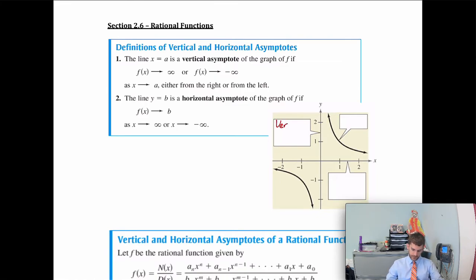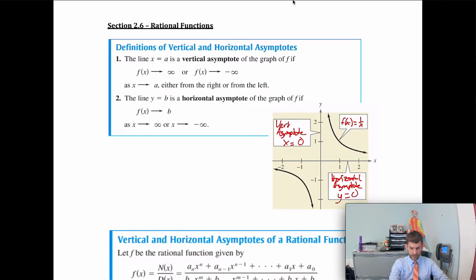Taking a look at this example here, this specific example has a vertical asymptote at the line x equals 0. This function, by the way, I should have clarified, is f of x equals 1 over x. Now the horizontal asymptote, in this case, is the line y equals 0. So as the graph goes further and further to the right and to the left, it's getting closer and closer to x equals 0. Or sorry, y equals 0.